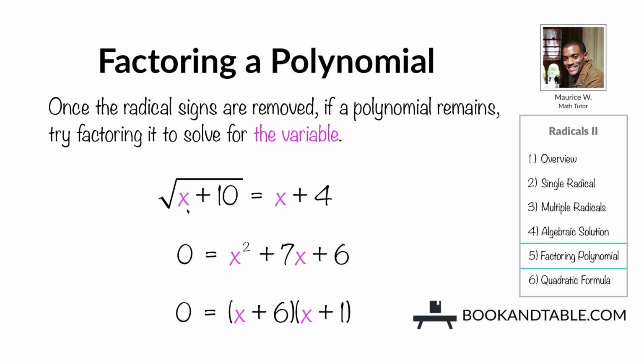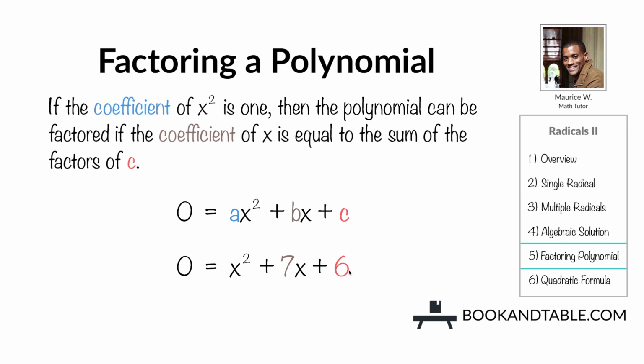You would remove the radical and then move these terms to one side of the equation, leaving you with 0 on one side, and the polynomial x squared plus 7x plus 6. And then once you factor this, you would wind up with 0 is equal to x plus 6 times x plus 1. So this is the basic flow that we're aiming for. So let's dive deeper into the details about each of these steps.